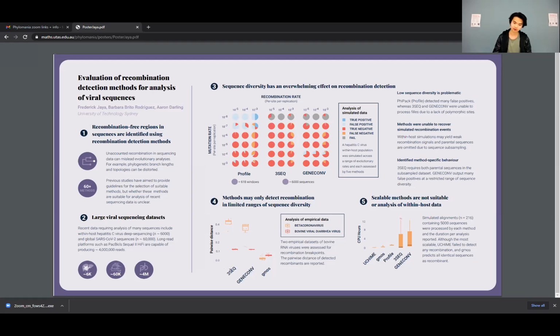And we find here that 3seq, GeneConv and GMOs were restricted to analyze recombination between sequences within a limited range of pairwise distance. So 3seq and GeneConv are more suited for sequences that are slightly more divergent, whereas GMOs less so. And lastly, we looked at how scalable these methods were.